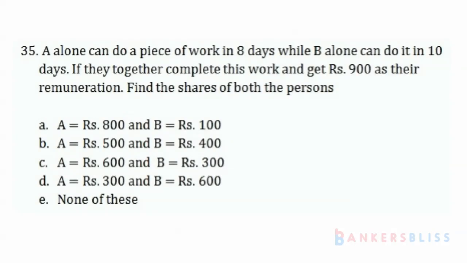Problem number 35, the last variety related to wages. A alone can do a piece of work in 8 days, while B alone can do it in 10 days. If they together complete this work and get rupees 900 as their remuneration, find the shares of both of the persons.